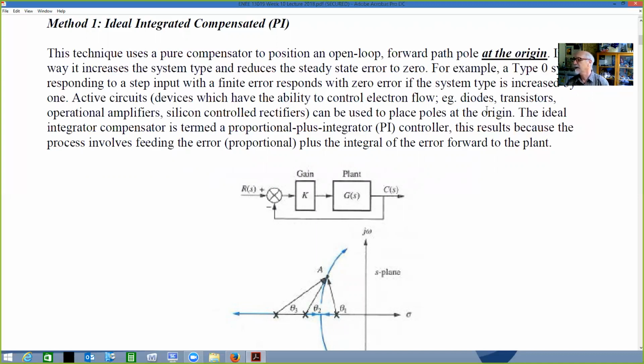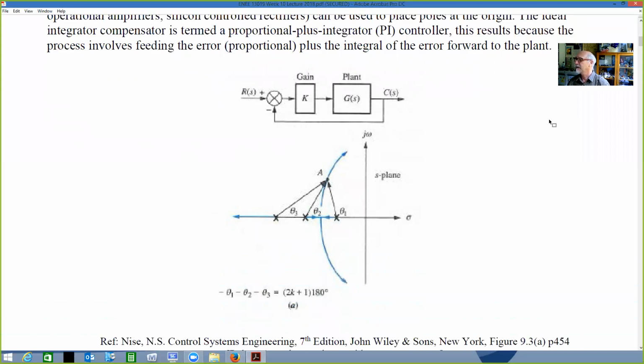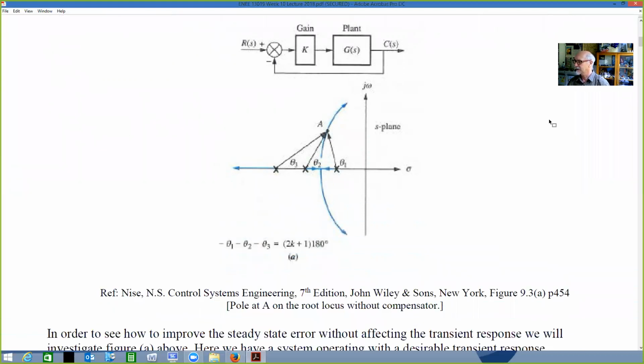This results because the process involves feeding the error, proportional, plus the integral of the error forward to the plant. So again, if we're looking at your basic control system with unity feedback here, then we're talking about the gain and some transfer function for the plant. We were able to plot out the root locus. In particular, we're going to concentrate on, to begin with, that angular contribution that will help us start setting up the whole process.